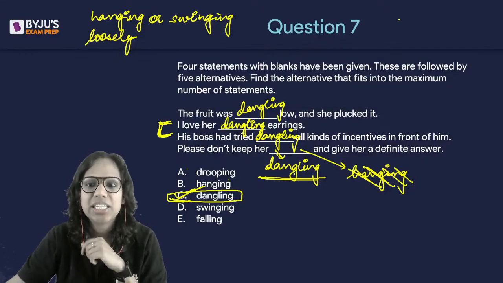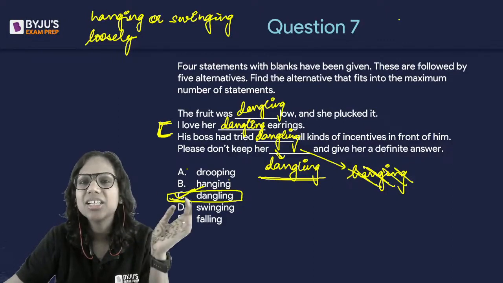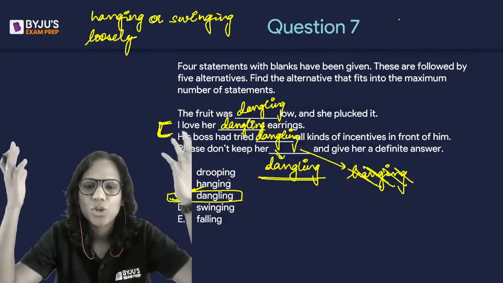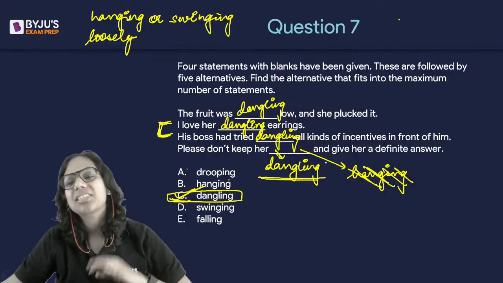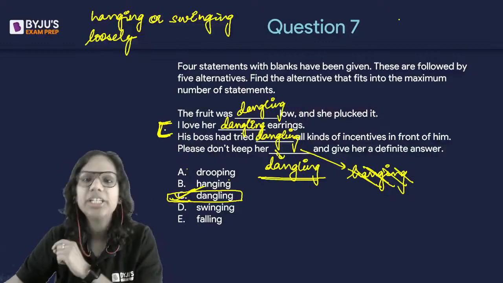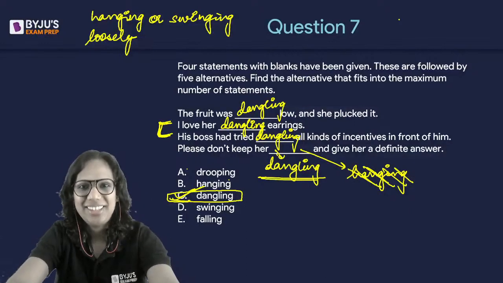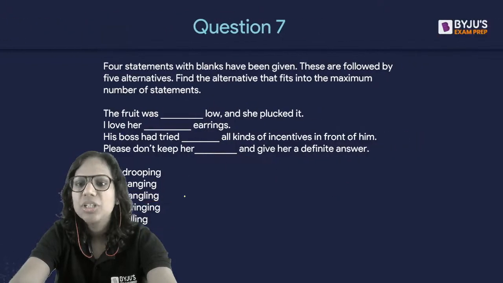Again it makes more sense here because when we say please don't keep her hanging, it's like she is hanging by a thread or she's hanging somewhere. So dangling again makes slightly better sense in the fourth blank. In the second and third, it strongly makes better sense. That's why it will be dangling. Okay. Word meaning of the options.